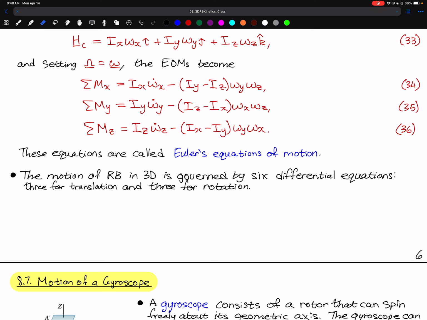All right, any questions so far? All right, then we will move on to looking at a gyroscope.